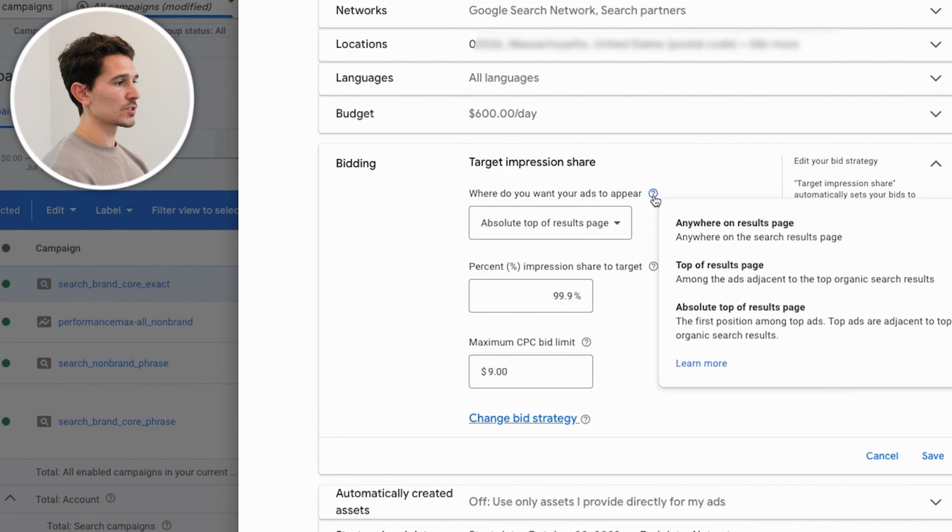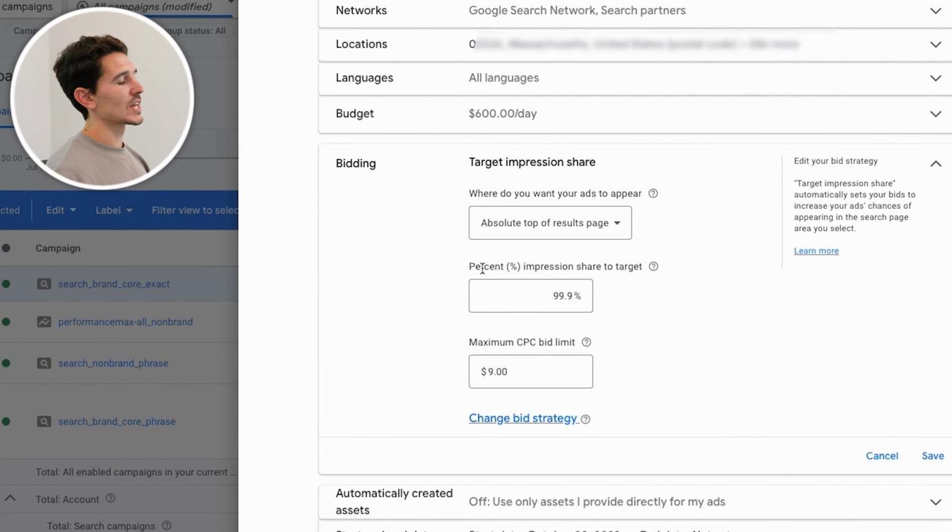And as you can see by Google's definitions on the right side here, absolute top of page results is the first position among top ads. Top ads are adjacent to top organic search results. That's that Nike placement. That's that Monday placement that we just went over. We don't want to be anywhere on the results page. That's going to potentially put us all the way at the bottom, maybe somewhere in between. And top of results page is just going to get us in those first 4 placements. I don't care about being number 4. I care about being number 1 here.